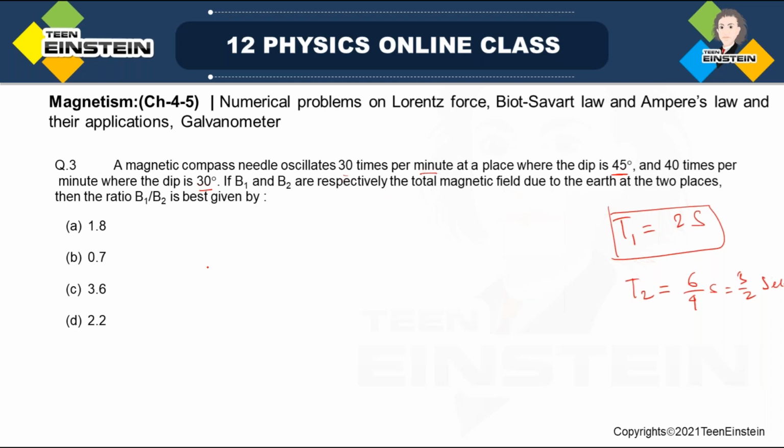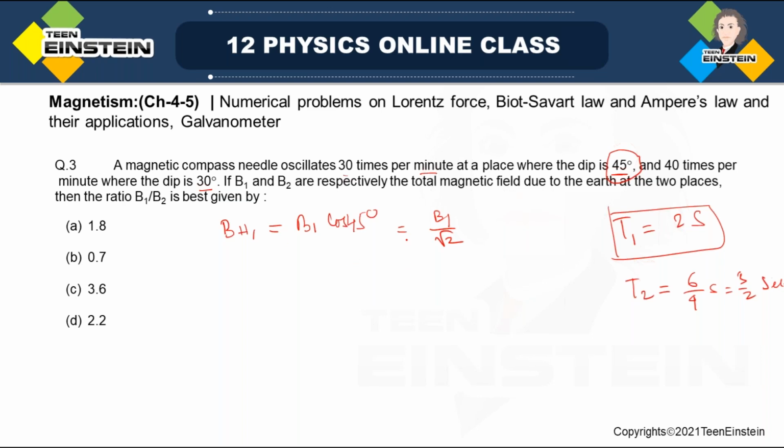Now we have to find out B1. At the place B1, this is the angle of dip. That means we can write the horizontal component of the magnetic field at place 1 as B1 cos of 45 degrees. Cos of 45 degrees means 1 by root 2. So it will be B1 by root 2.